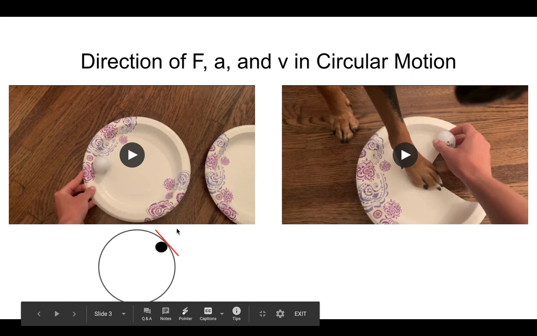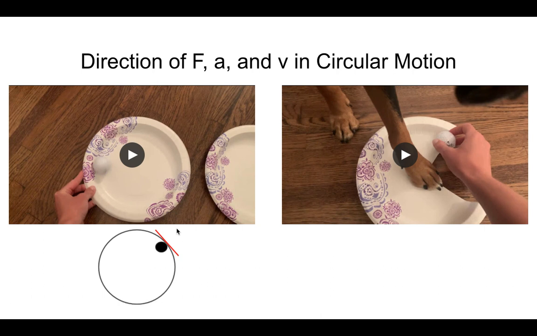So if we're talking about the force that's actually causing this circular motion, would this be like the force of tension, the force of friction? It's the force of the side of the plate, right? So what do we call that? We call this the normal force, all right? So the normal force is actually the centripetal force that's causing this circular motion.